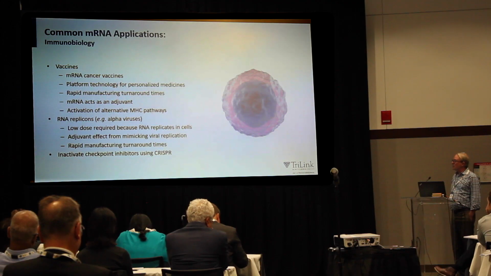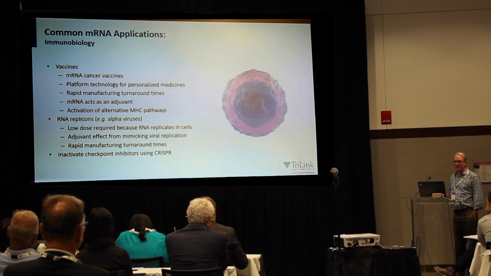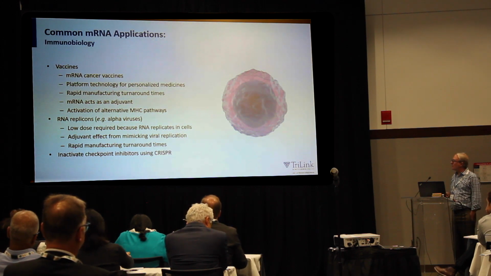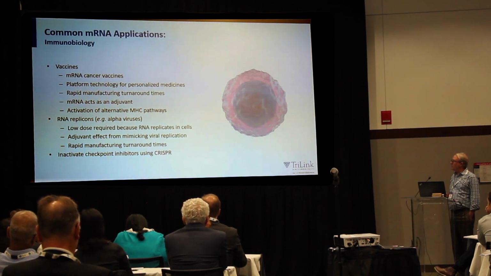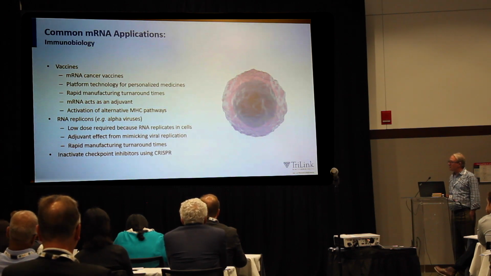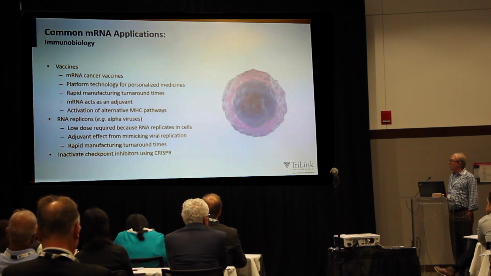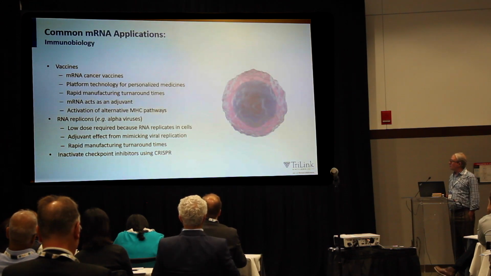Another interesting area here is the area of self-replicating RNA or replicons. These are often based on viruses such as alphaviruses, and you can give a very low dose because the RNA, once it gets inside the cell, goes through a replication cycle, although it doesn't produce active virus particles. And by going through a double-stranded intermediate, that activates immune pathways and it acts as an adjuvant. Again, people are interested in these kinds of things for responding to pandemics or bioterror incidents, and so rapid manufacturing times are also critical here.